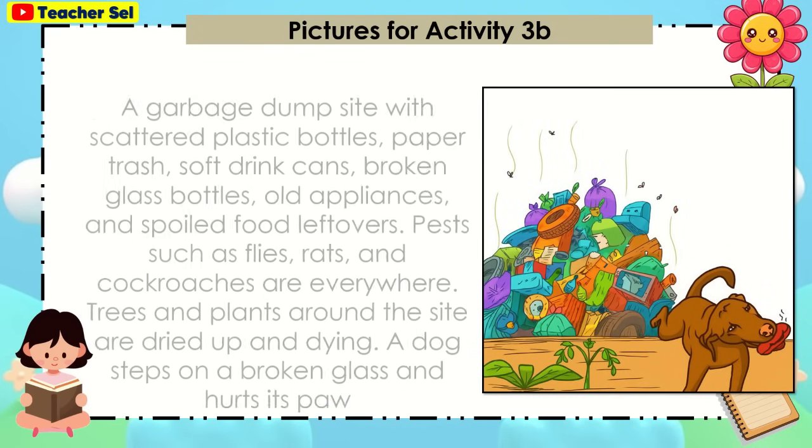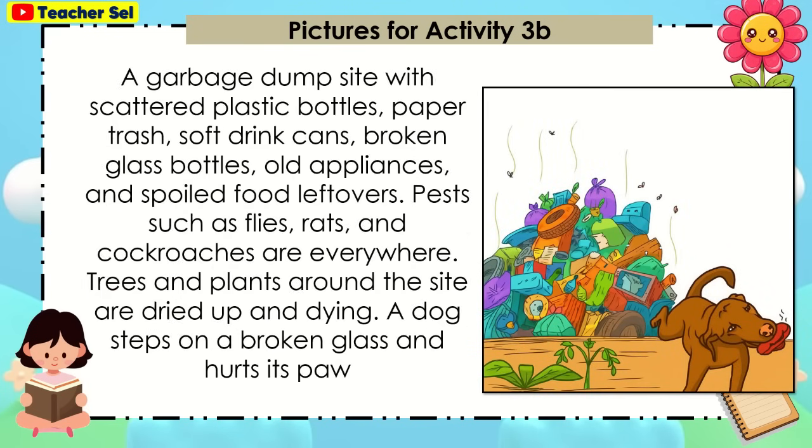For the next picture, a garbage dump site with scattered plastic bottles, paper trash, soft drink cans, broken glass bottles, old appliances, and spoiled food leftovers. Pests such as flies, rats, and cockroaches are everywhere. Trees and plants around the site are dried up and dying. A dog steps on a broken glass and hurts its paw.